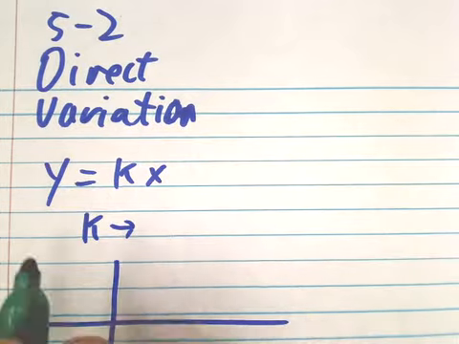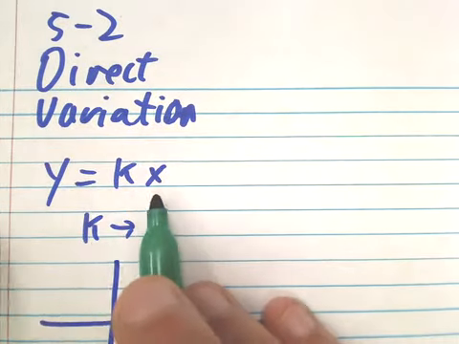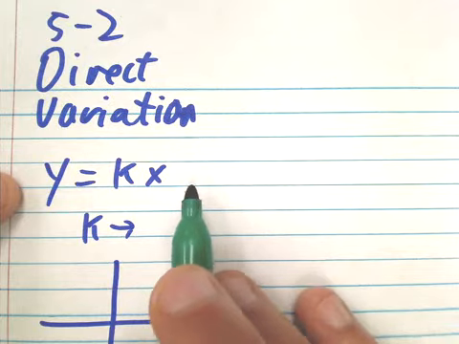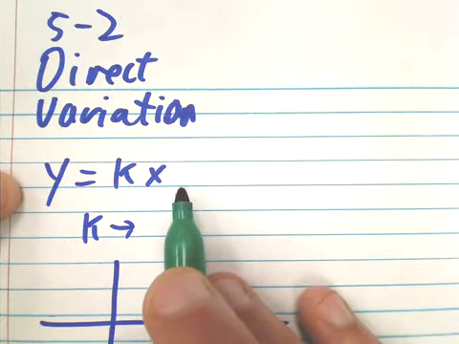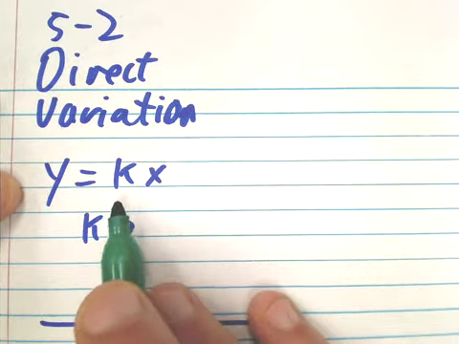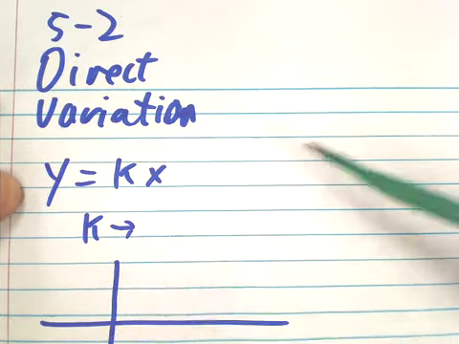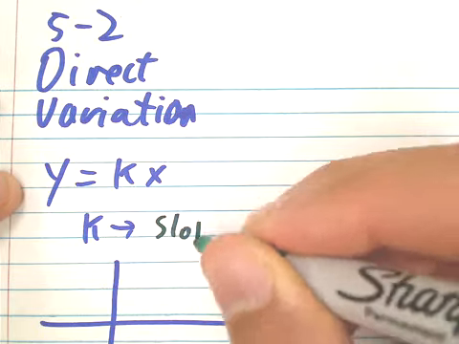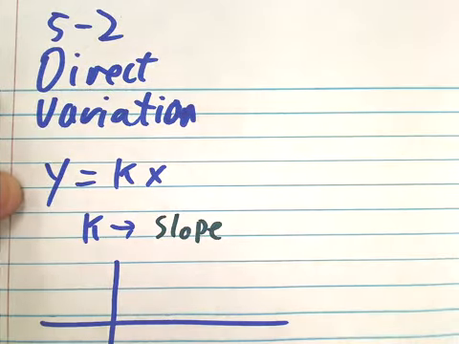So a direct variation equation looks like this, y equals kx. It looks like slope-intercept form of a line, but there's no y-intercept. The y-intercept is always 0. And you just have some multiple of x. So k, in terms graphically, is the slope, or the rate in which these two variables affect each other.